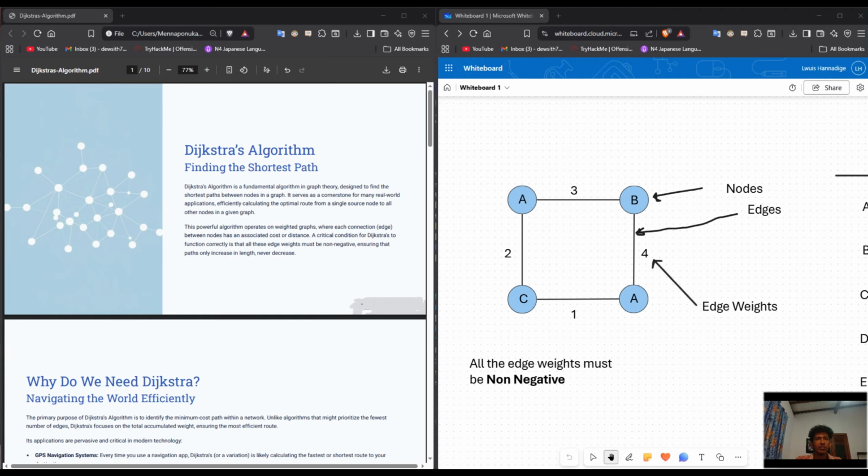Dijkstra's algorithm is used in applications like GPS navigation, network routing, logistics and delivery, social network analysis, and game AI pathfinding.